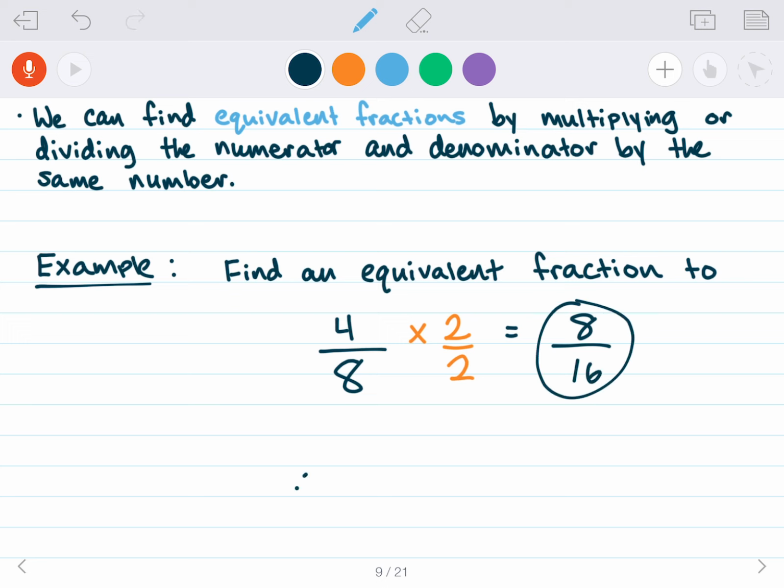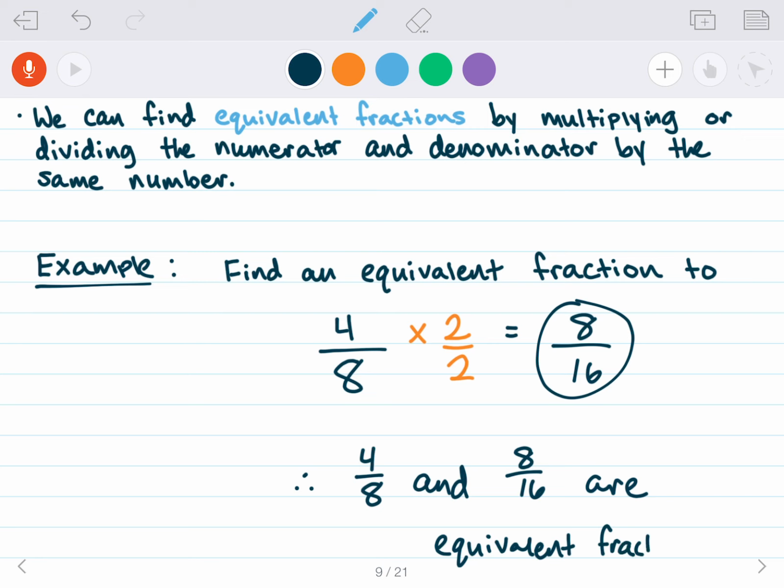So therefore, dot, dot, dot, that's how I say therefore, 4/8 and 8/16 are equivalent fractions. These are equivalent fractions.